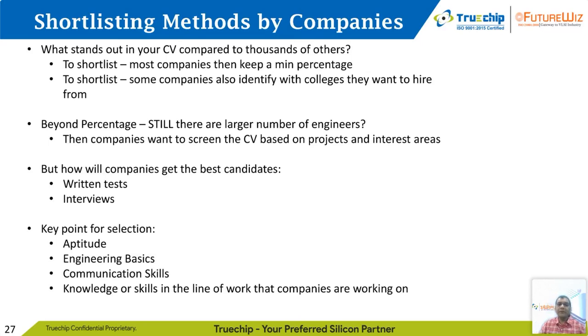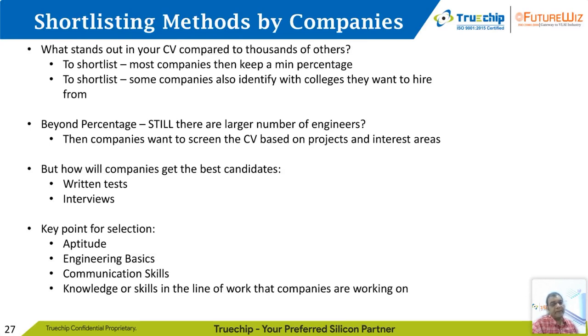Some companies will create a minimum percentage guideline: I will hire anyone who has at least this much percentage. Then some companies will restrict to the colleges from where they've got good results, and they want to continue with them, right? So they identify the colleges they hire from, and they say, other than these colleges, we will not hire. Then beyond percentage, companies still see that there are so many engineers, and how do I get the best people, right?